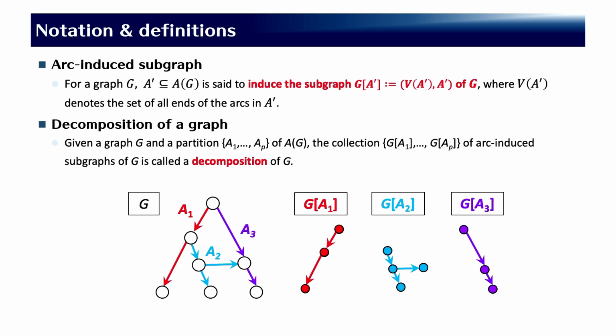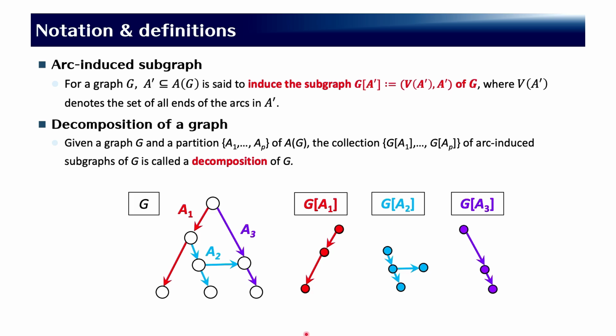Decomposition of a graph is one of the key words in this lecture. Suppose G is a graph and A' is a subset of its arc set. For example, for a graph G depicted at the bottom, A1 is a subset of its arc set, right? So if we choose A1, then the two arcs in A1 specify the graph in red, G(A1), which is the subgraph of G induced by A1.